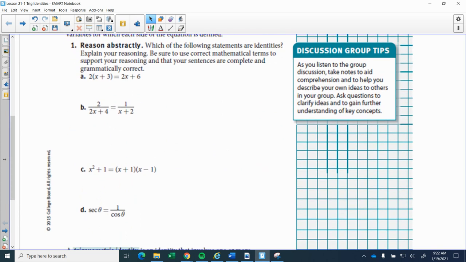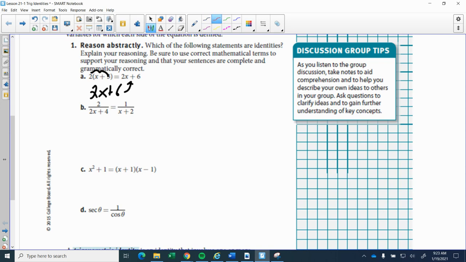For example, if you look at letter A here, notice how we have 2 times x plus 3 and 2x plus 6. Well, if you were to distribute that 2 throughout the parentheses, you would get 2x plus 6, which is the same as what we have on the other side. Notice how we wrote basically the same exact answer two different ways. 2 times x plus 3 is an identity of 2x plus 6.